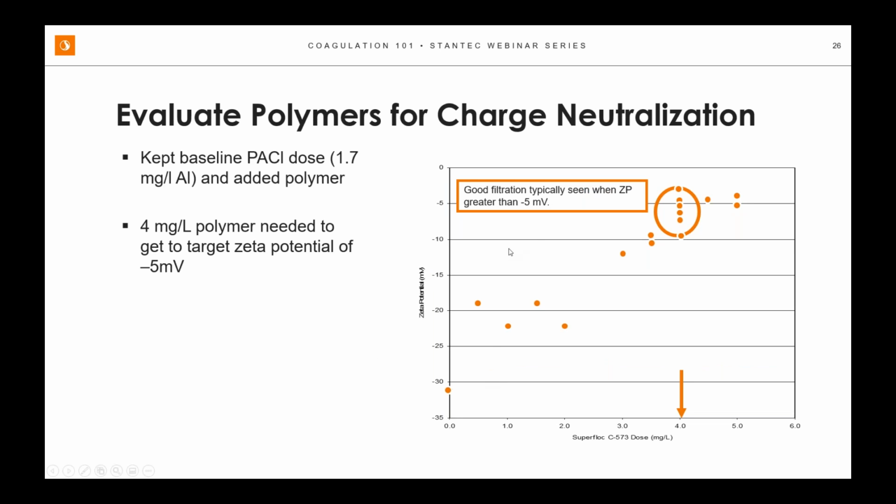We kept their baseline polyaluminum chloride dose and just started adding different amounts of polymer to see what would get us to roughly -5. And you can see it took 2 milligrams of polymer, cationic polymer, just to even move the needle on the charge. And we saw, okay, about 4 milligrams per liter on bench with jar tests looks like it should work.